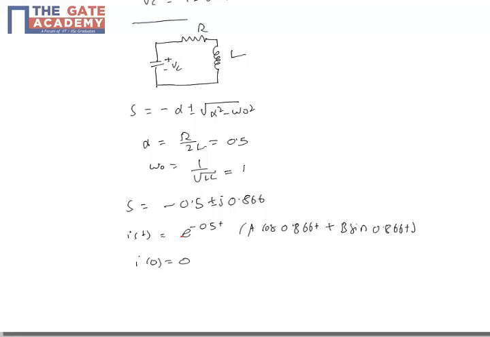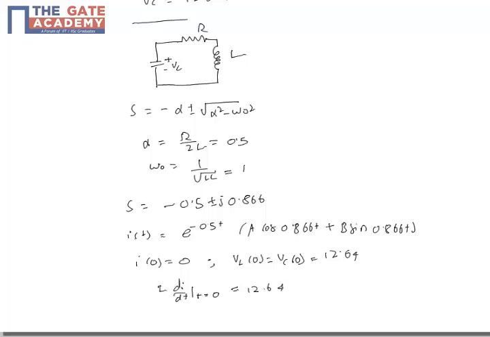Now we need one more initial condition, because we have two constants here. We need two conditions in order to determine the values of a and b. Now the initial voltage across the inductor will be equal to the initial value of voltage across the capacitor. The reason being, there won't be any voltage across the resistor because of the absence of current. So this is equal to 12.64. Now L di by dt at time t equal to 0 is equal to 12.64.